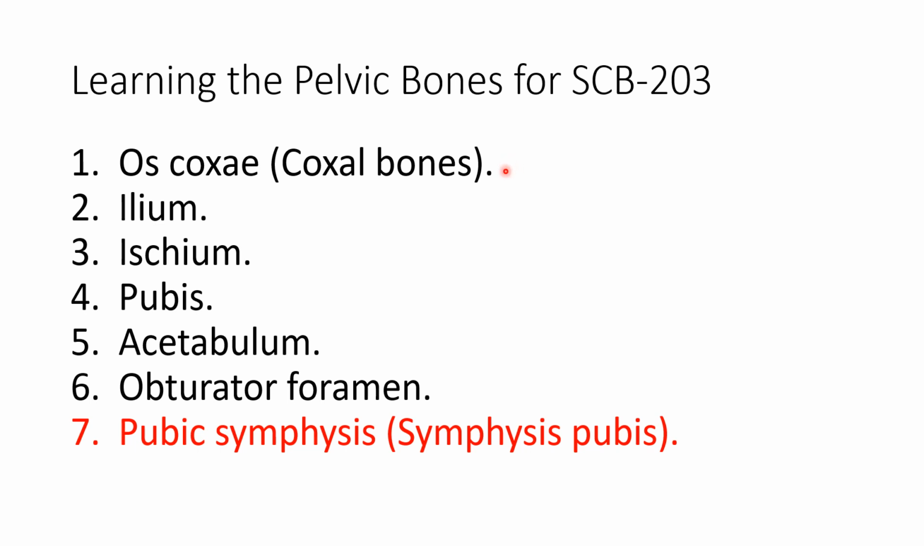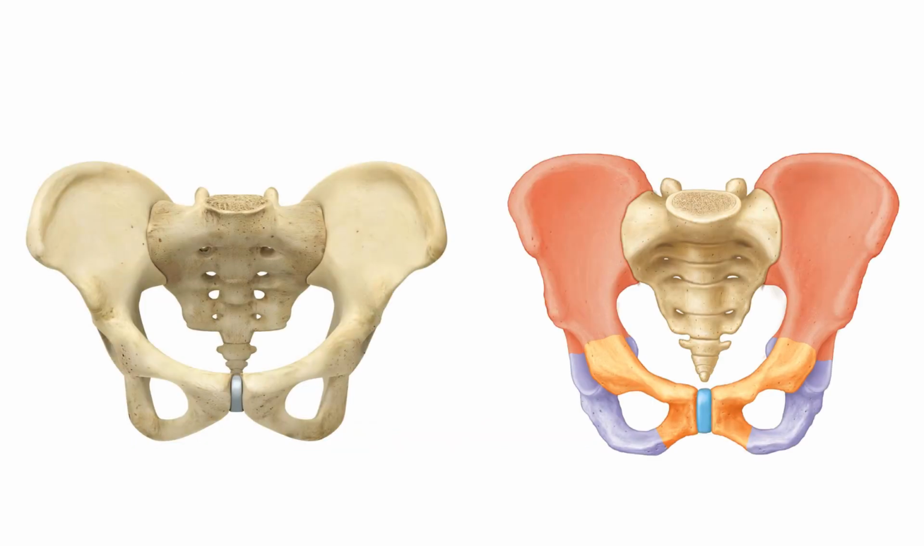Let's go through these one more time. We have the os coxa, or coxal bones. We have the ilium, the ischium, the pubis, or pubic bones, the acetabulum, the obturator foramen, and the pubic symphysis, or symphysis pubis. Let's take a look at the figures now.